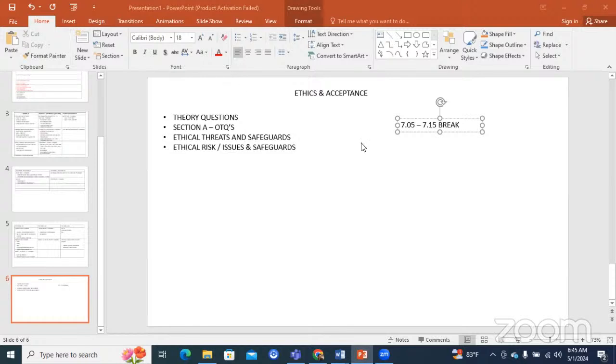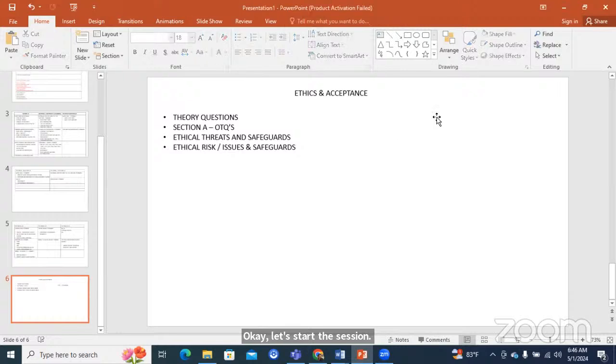Okay, let's start the session. So let's start the session. Here, students, if you take all of your past papers, entire past papers from 2007 to 2023, up to March exams, we can put the entire ethics question into these 4 categories.